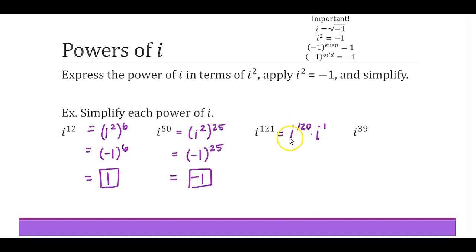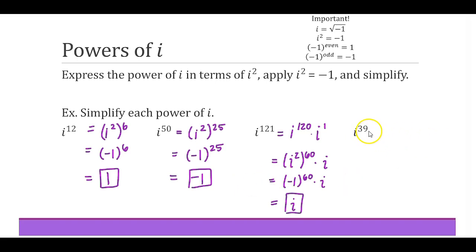And now we're going to work with this i to the 120 part, because we can make that, just like the last examples, i squared, in this case to the 60, because 120 is 2 times 60. But we also have this i hanging out in the back, this i to the first power. That's the only difference. So now here, i squared, that's negative 1 to the 60th power times i, and negative 1 to the 60th power is going to be positive because that's an even power. So my final answer here is just an i.